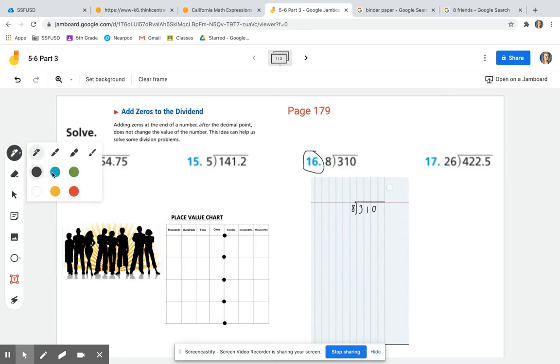So you could just watch as I do this. We have 8 people here, and then $310 is what they earned in all. And we're going to split that $310 up amongst them. So let's solve on our piece of binder paper.